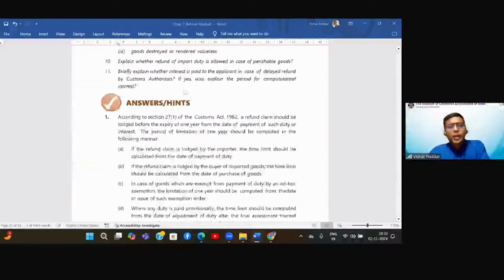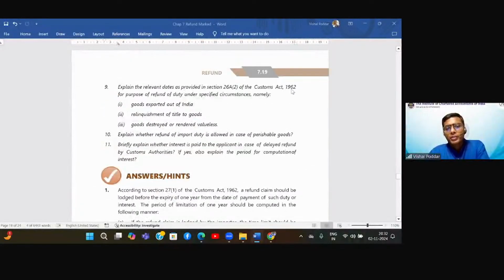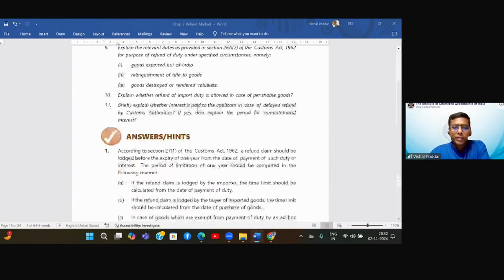Next question. Explain the relevant dates as provided in 26A. So we already saw that the time limit is 6 months. 6 months would be counted from which date? That is the relevant date. In case of goods which are exported, it is the date on which the order of export or clearance of goods is passed under section 51. In case of relinquishment of title, it is the date on which you have relinquished. And where you have destroyed or rendered valueless, it is the date when you have destroyed. So that is very clear. So that is the relevant date.